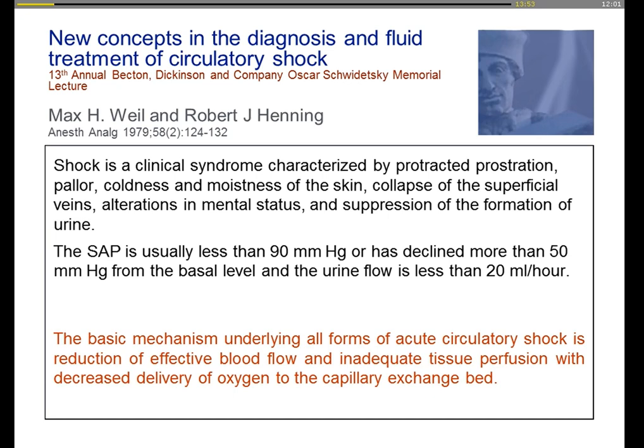Well, Max Harwal, already a long time ago, one of the godfathers of critical care, said the basic mechanism underlying all forms of acute circulatory shock is a reduction in flow and inadequate tissue perfusion, with the ultimate result a decreased delivery of oxygen to the capillaries where they can exchange with cells and mitochondria. So in the definition, the decrease in flow as a mechanism in shock is very important.